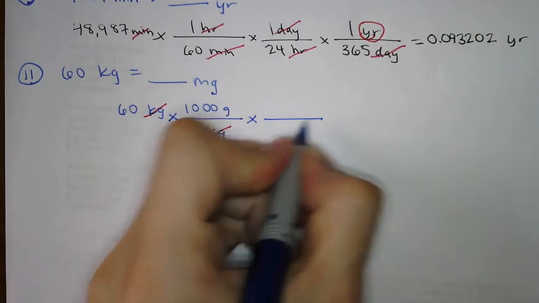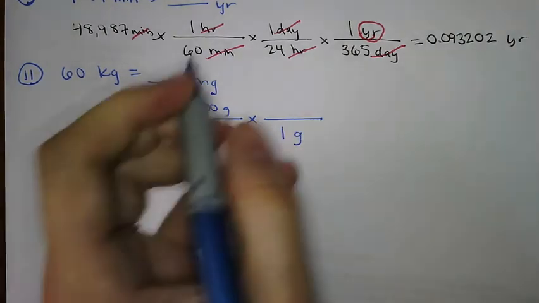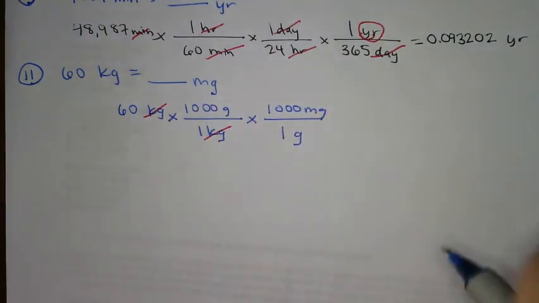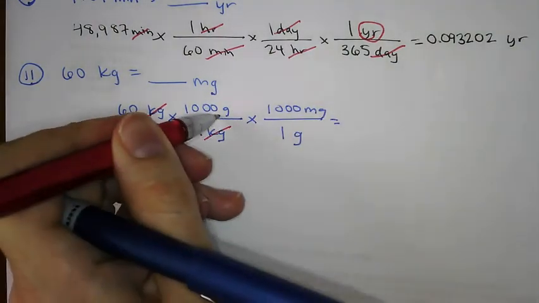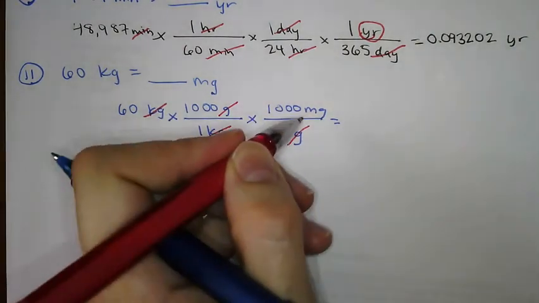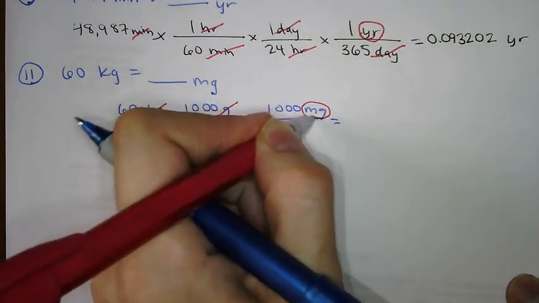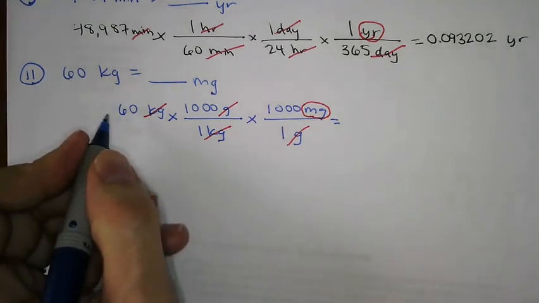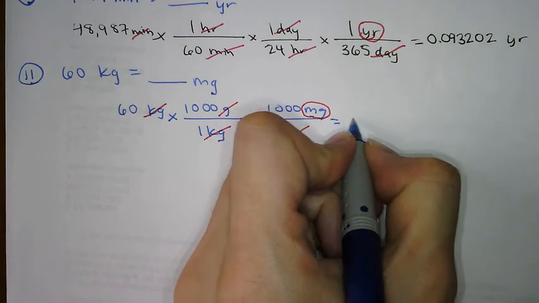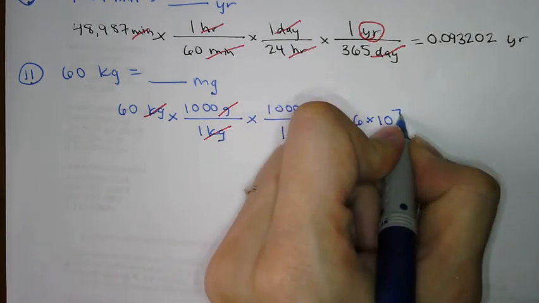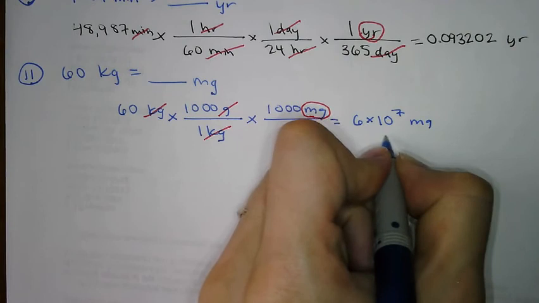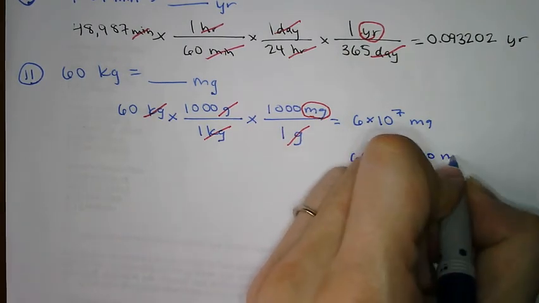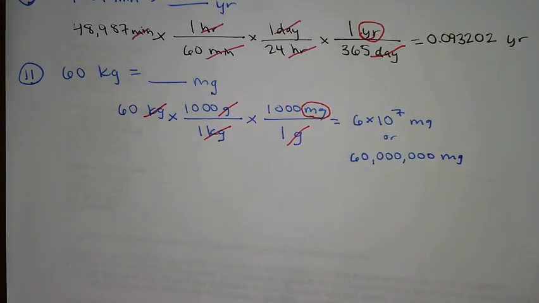And then I also know that if I take 1 of those grams, it's made up of 1,000 milligrams. Okay, so grams cancel. I already canceled kilograms. Now I'm dealing with milligrams, which is what I want. So this ends up being, I only get 1 sig fig, which is fine. That's going to be 6 times 10 to the 7th milligrams, or I believe that's 60 million milligrams. Either of those answers is perfectly acceptable.